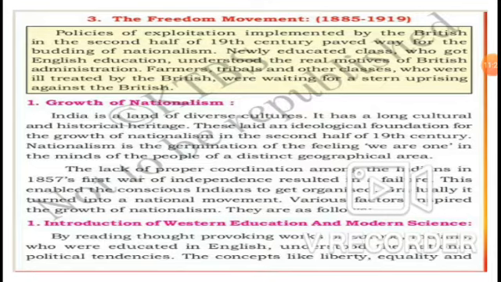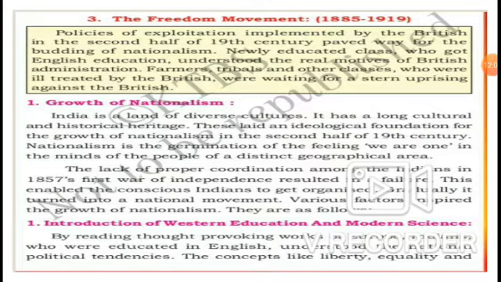After that, the freedom movement. The freedom movement began in our India in the years 1885 to 1919. The era of 1885 to 1919 is called the freedom movement. What it is and which are the important factors in the growth of nationalism, all these things we are going to learn here. Policies of exploitation implemented by the British in the second half of the 19th century paved the way for the budding of nationalism.